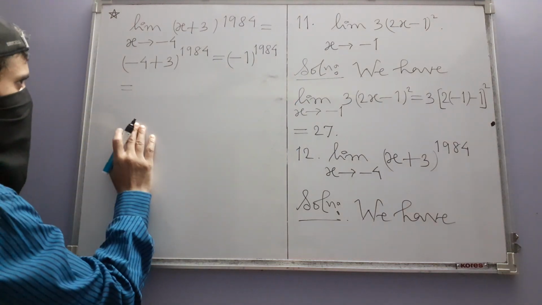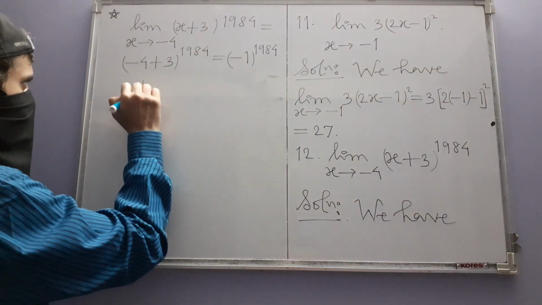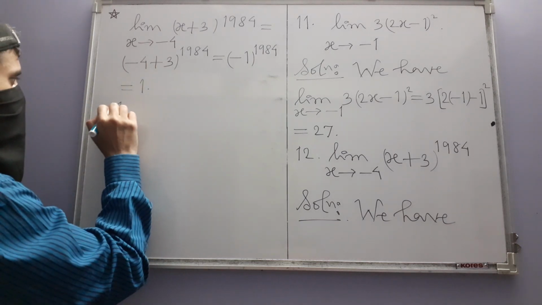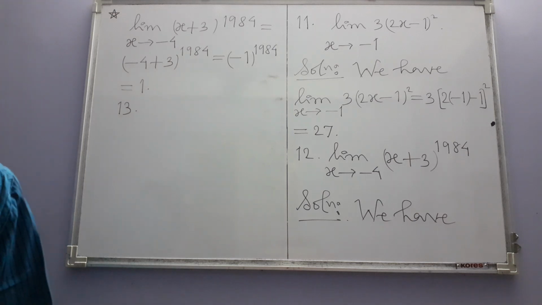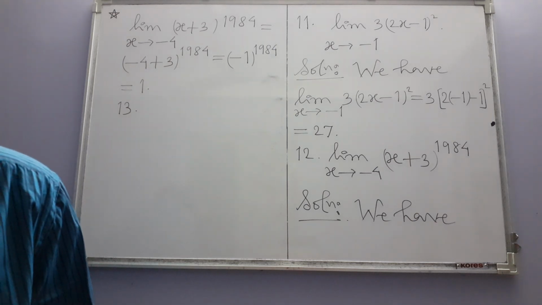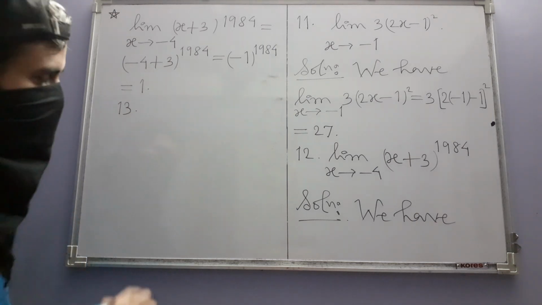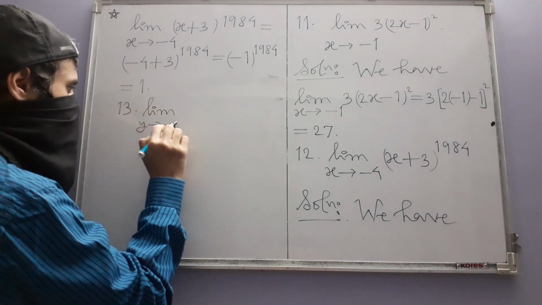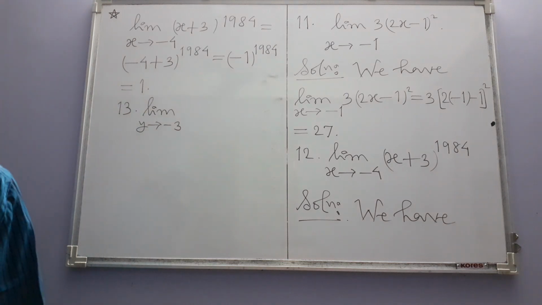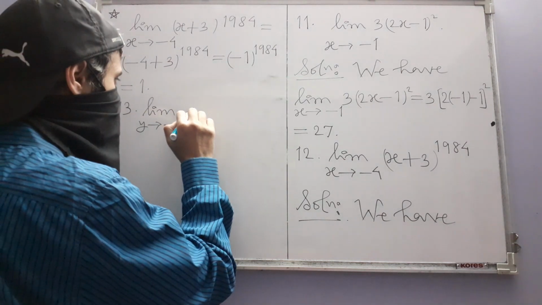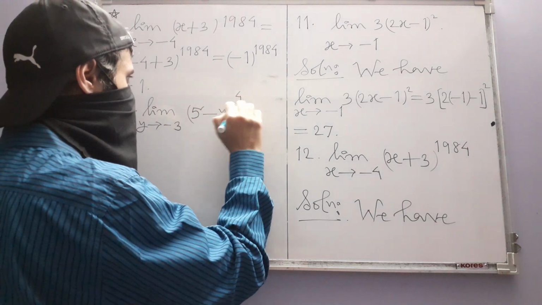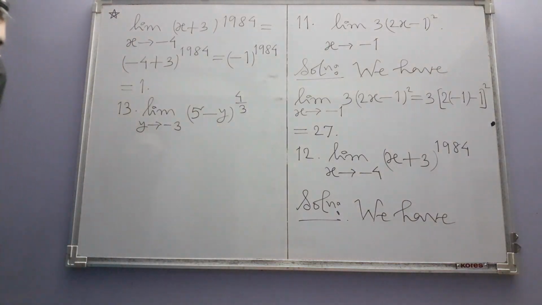Since 1984 is an even integer, so it is 1. 13. The 13th one is limit y tends to minus 3, and the function is 5 minus y to the power 4 over 3.